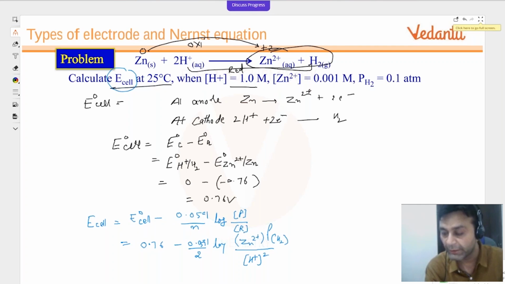Yes, we can take 0.06, it is a very close answer. Now, all the values are to be substituted and then solved. Are you getting me? All of you getting me? Yes. Then put the values here and solve it. That's it.